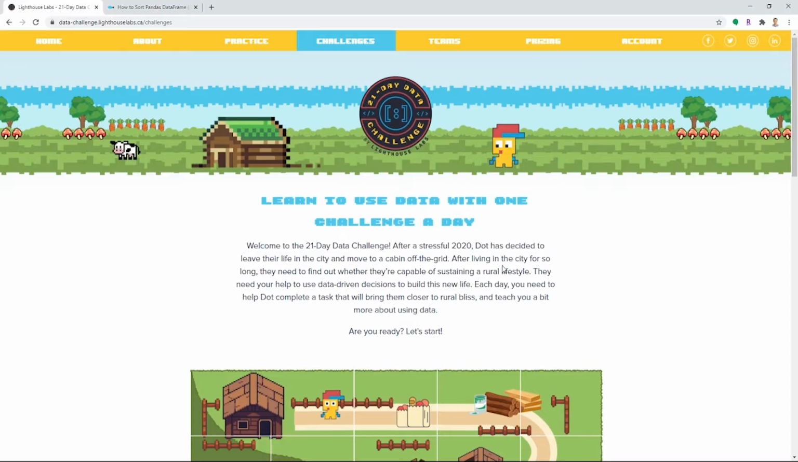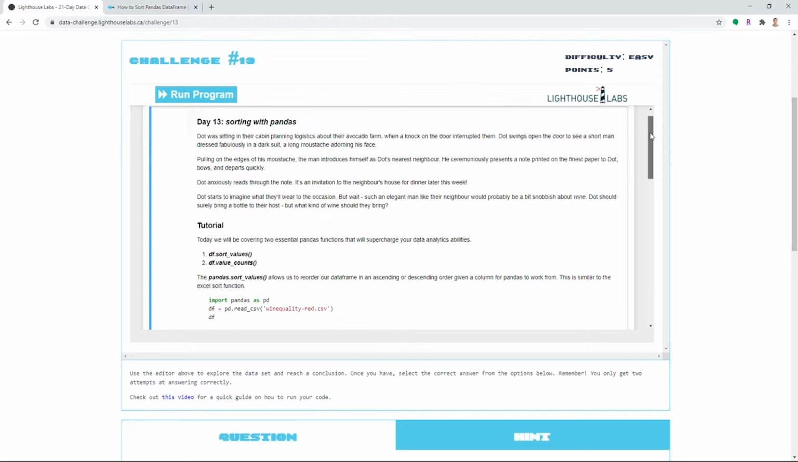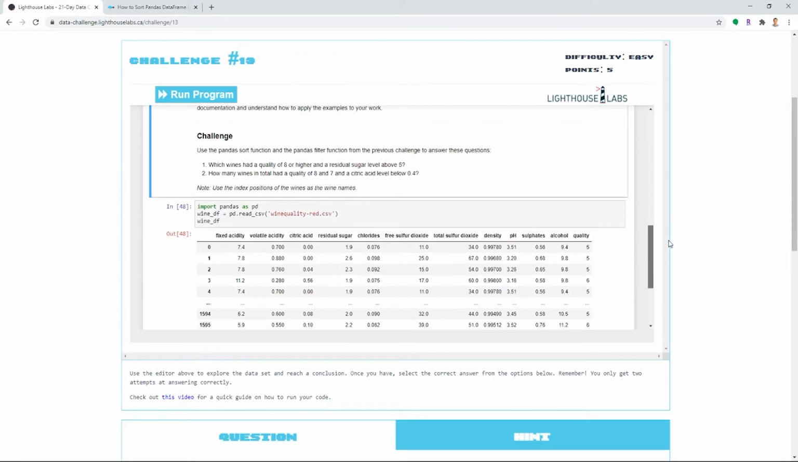Let's go ahead and load up today's challenge. In today's challenge, Dot is invited over to their neighbor's house and wants to bring over a quality wine. We're going to be taking a look at a wine spreadsheet with a whole bunch of different attributes about wine and selecting a wine that is best. To make this selection, we're going to be answering two questions.